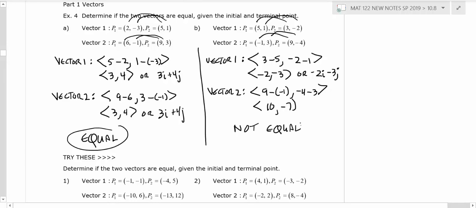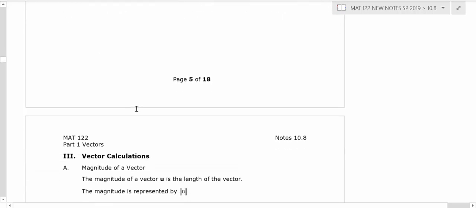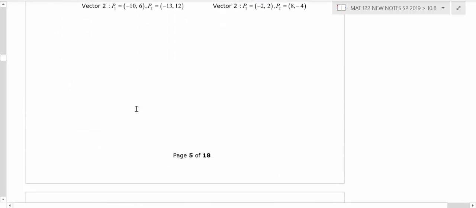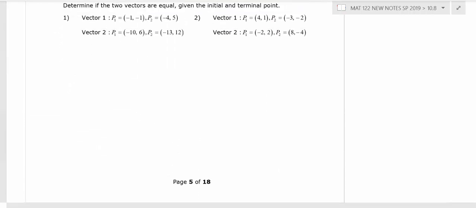Okay, so if you look at what I got there, that vector, they're different. Over here we got the same thing. So equal and not equal. Okay, so I'm going to go down to the bottom of the page and let you go ahead and do these next two problems, and then that will close off the second part of the video. Okay, so go ahead and pause if you would.